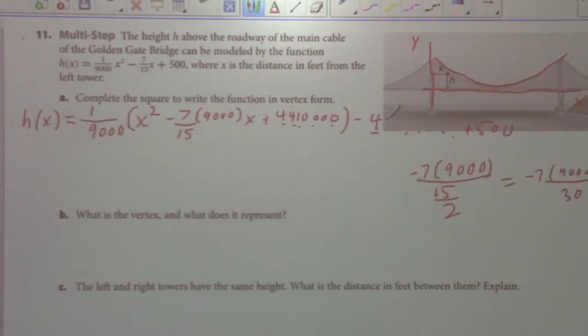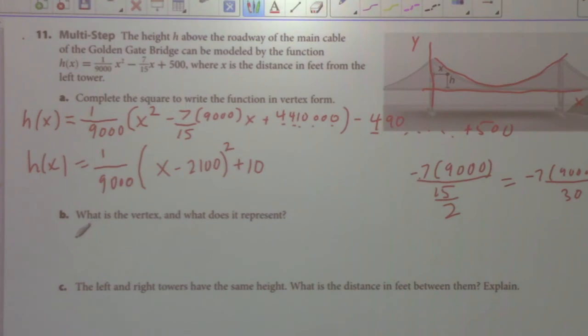So 490. So now we have this h of x is equal to 1/9000th times x, x what? It'd be plus 2100 or minus. Minus 2100, right? Squared, and what do we have left here on the outside? 10. Plus 10.